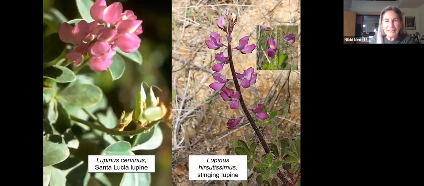A couple more lupin, the Santa Lucia lupin, endemic to the Santa Lucia range, occurs at our higher elevations. And then the stinging lupin that has all these little trichomes, these stinging hairs on the stems and on the leaves. They're also on the seed pods. And I made the mistake once of collecting some of the seed pods that have these fine little trichomes, these stinging hairs on there.